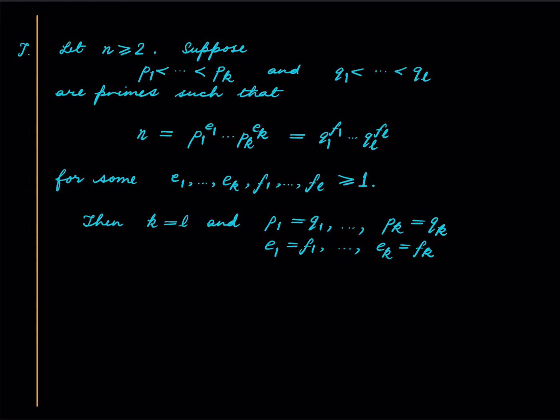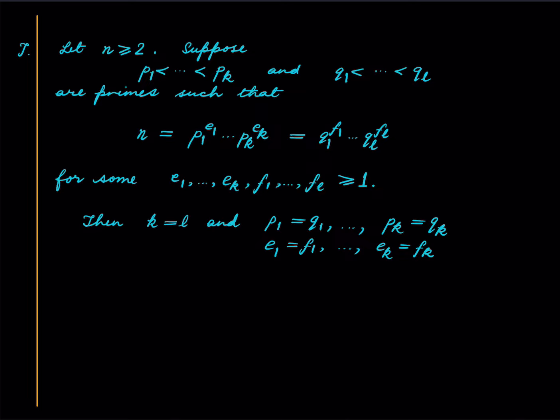So what is this guy? This is the fundamental theorem of arithmetic. And it says that again, you have some natural number n exceeding 1. And suppose you have found primes, and let's say they are in increasing order, such that n can be written in two ways. So first, this is the first representation of n as a product of powers of distinct primes, and this is another representation of n as a product of powers of distinct primes. The fundamental theorem of arithmetic says that no, these are not really two different representations.